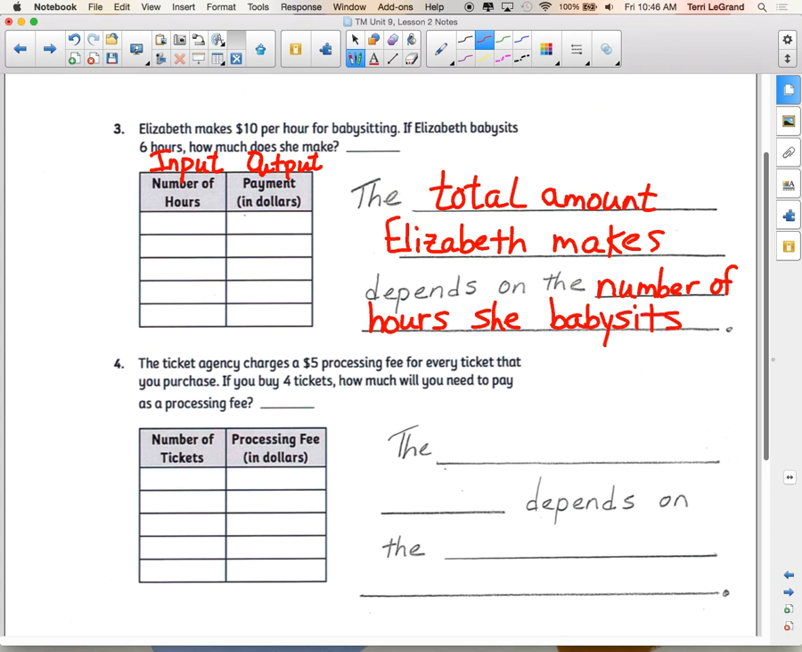Okay, well, if the total amount she's going to make, the output, is going to be the result of the number of hours she babysits, what do we have to do to that input, those hours? What do we have to do to them? Any ideas? Okay, well, let's pick some numbers then. Number of hours. Well, they want to know if Elizabeth babysits 6 hours. So should we do evens again? Okay. 2, 4, 6, 8, 10.